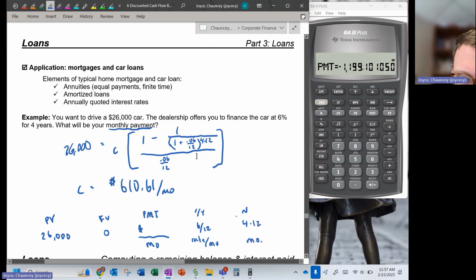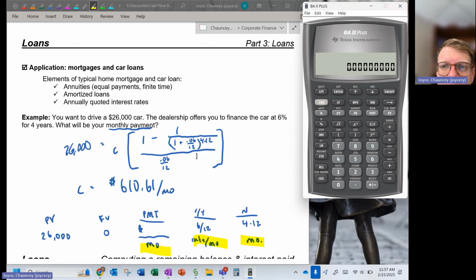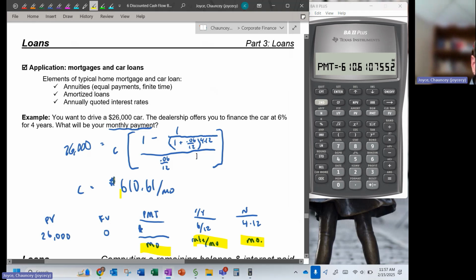So let's just check timing, risk, magnitude. All of those are on a monthly basis, so we are good to go. A common mistake for students is to forget to change one of those and then see a distracting choice as an option on an exam. So pro tip, 26,000 present value with a half percent I/Y per month, and then 48 months with 0 future value, and compute for your payment. $610.61, that would be the same thing as if you did the formula. $610.61 per month.